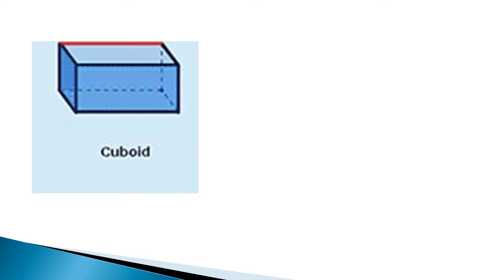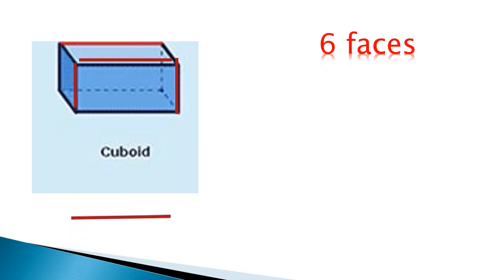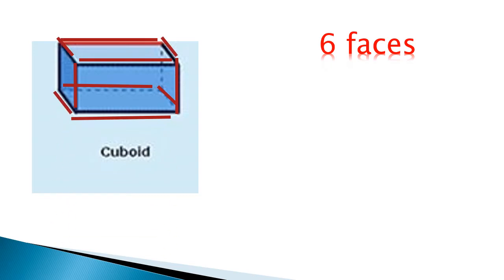Okay, now let's know what the properties of a cuboid are. At first, how many faces does the cuboid have? The cuboid has 6 faces, okay? The second thing, how many edges does the cuboid have? Let's count. 1, 2, 3, 4, 5, 6, 7, 8, 9, 10, 11, 12. The cuboid has 12 edges, okay?